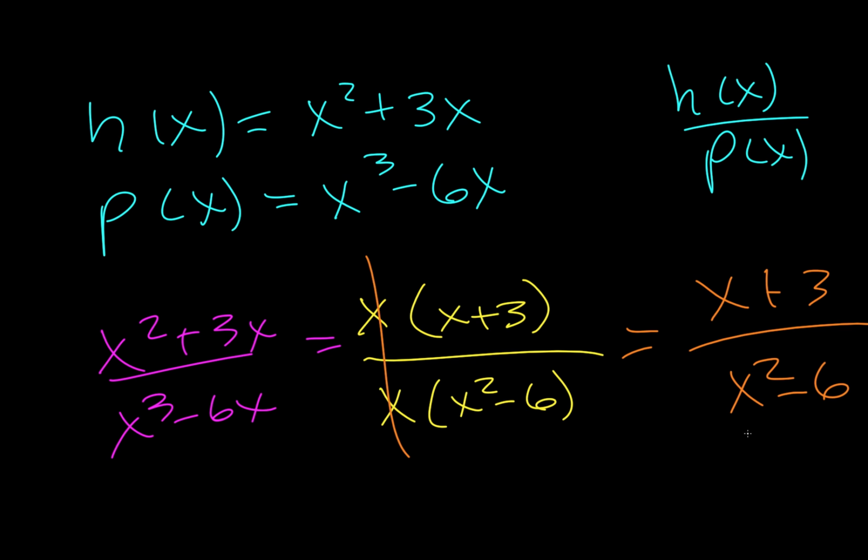You can try to factor this. I don't think it's going to work though, because we would do x squared plus 0x minus 6, 1 and 6, 2 and 3. There's no way to subtract or add to make 0, and so this really is our final answer.